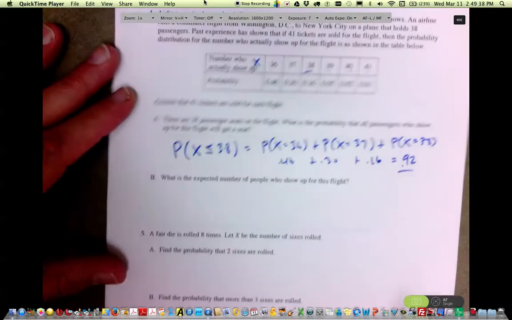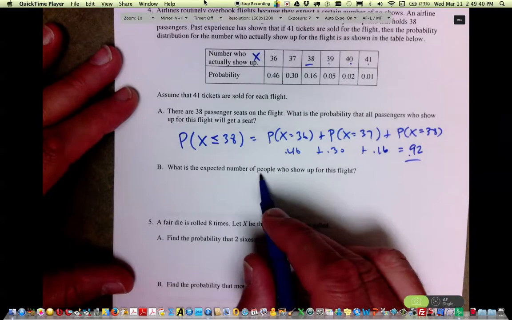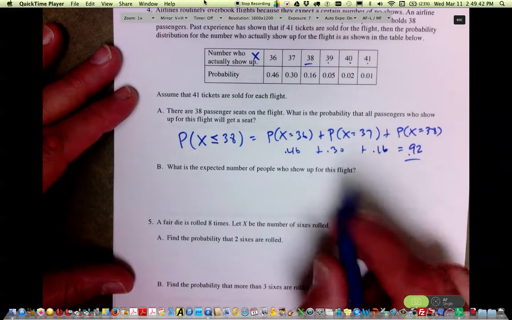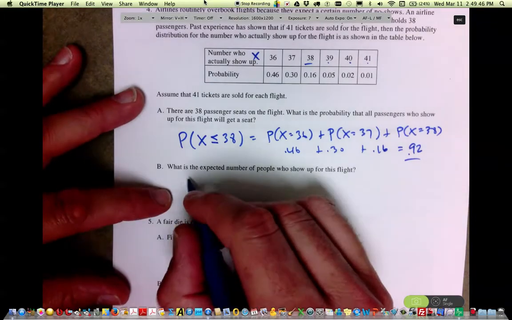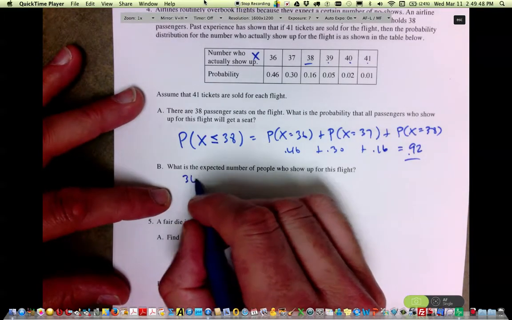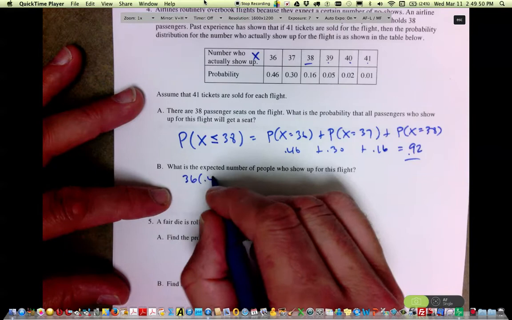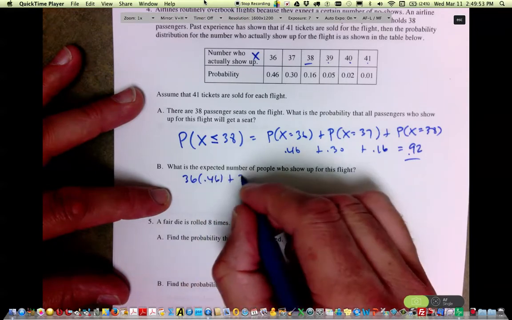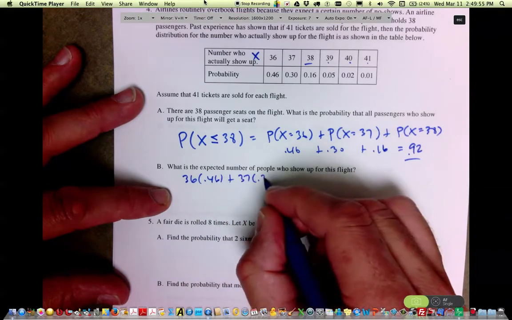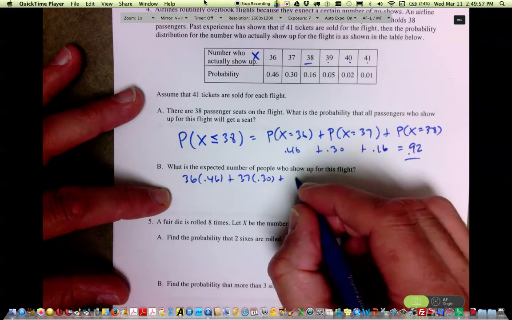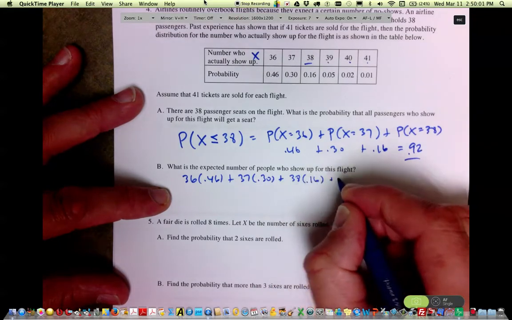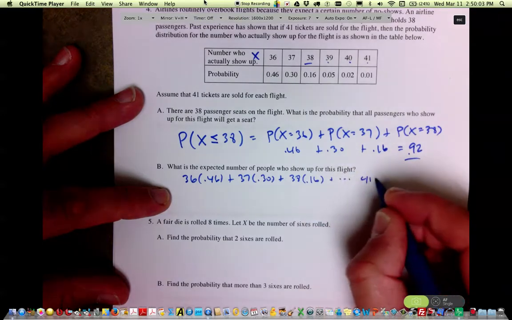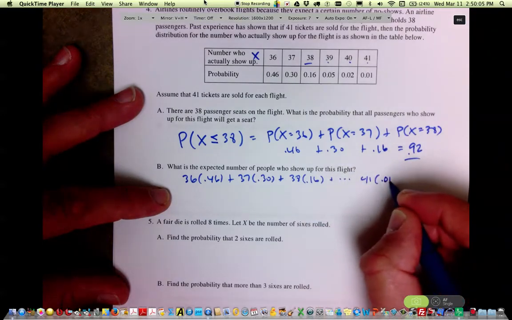Then part B is, what's the expected number of people who show up for this flight? You've got a formula where you take 36 and multiply it by 0.46, take 37 and multiply it by 0.30, and take 38 and multiply it by 0.16. You keep doing that until you get to 41 times 0.01.